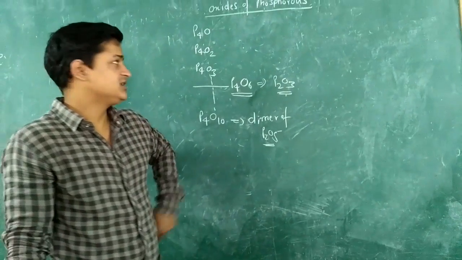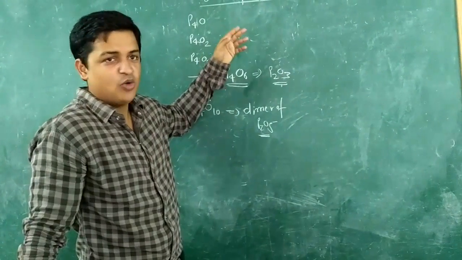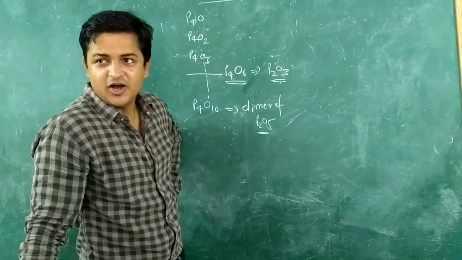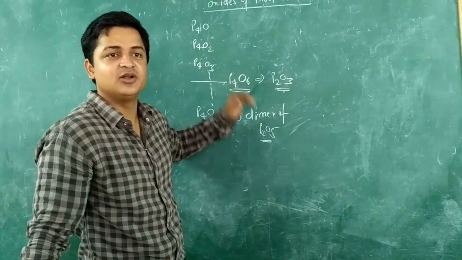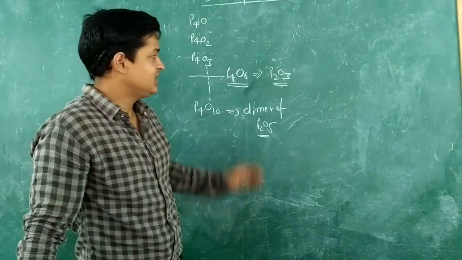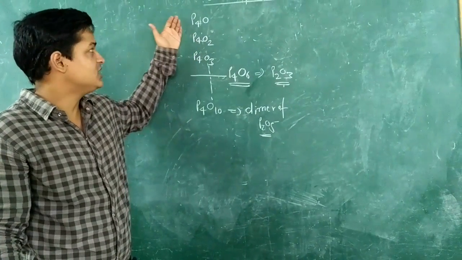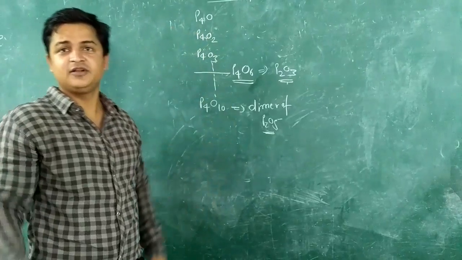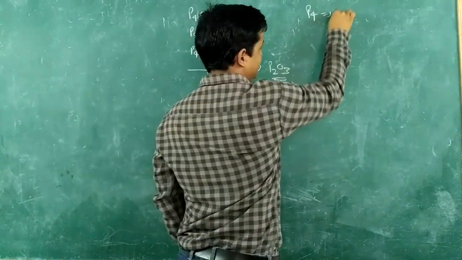Okay, the basic questions for these oxides of phosphorus are: how many P-O-P bonds are there, how many lone pairs are there, what is the hybridization of phosphorus, and what is the hybridization of oxygen. So basically we need to understand the structure of these oxides. In order to understand the structure of these oxides, first of all we should know the structure of P4, that is white phosphorus.